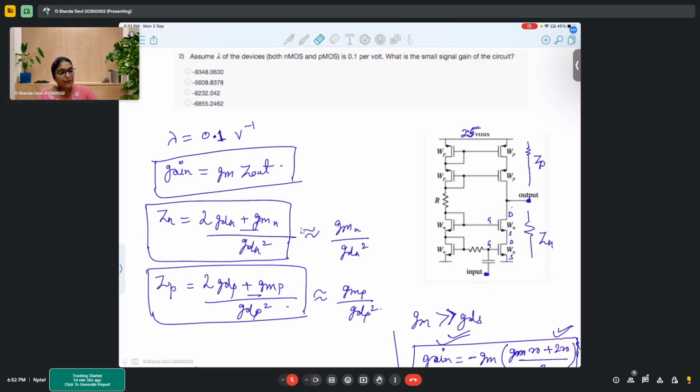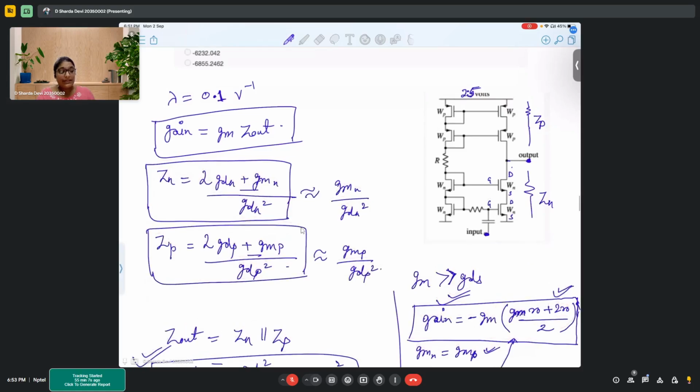Yes, so I got the Z out part, but the GM part is confusing, like which transistor's GM. So the GM in the formula comes from this input transistor. So this GM comes from the input transistor.